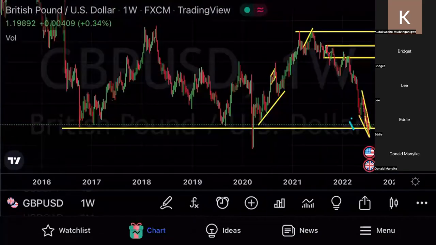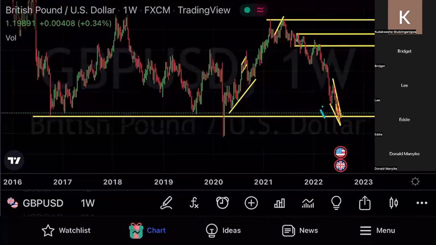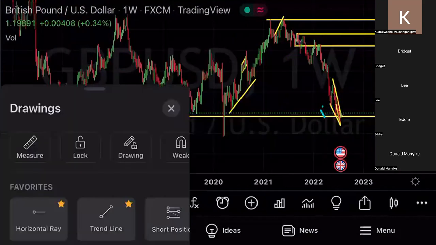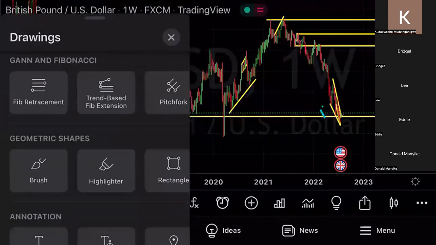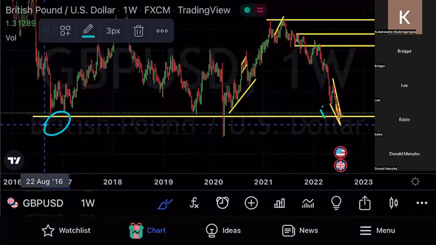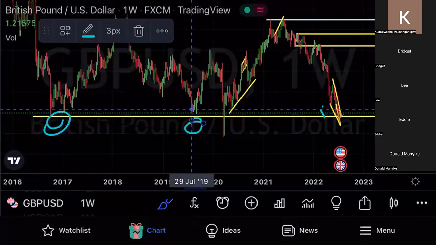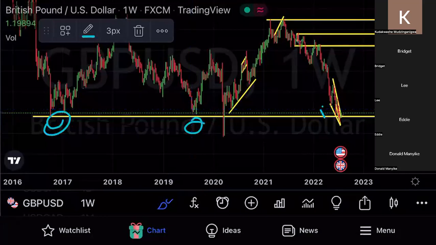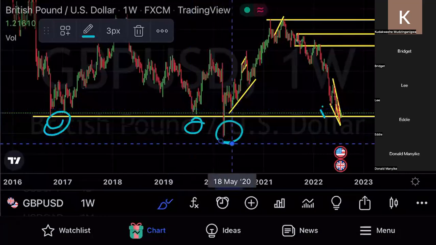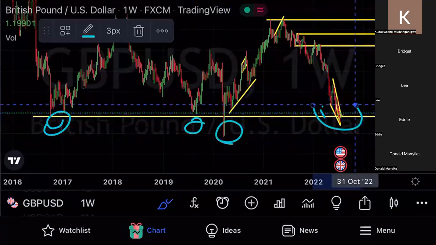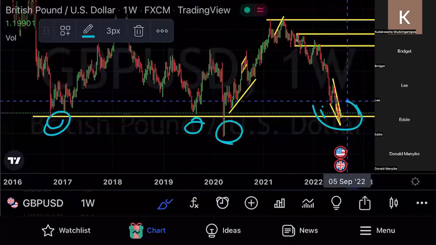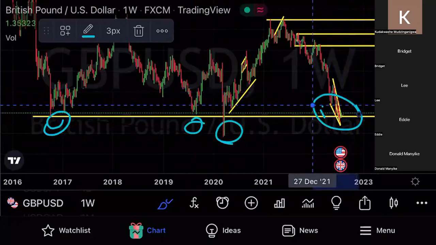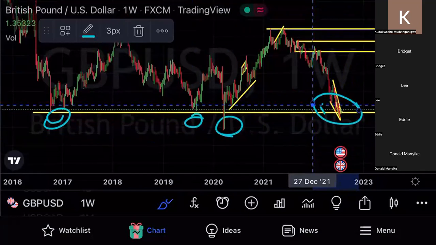GBP USD. Right. So we have a support level here. You can see we have the first touch there. We have a second touch. It's a near miss, but we count it as a touch. Price pierced through our support, right? But then it went back inside the support zone, which is another touch. Now we are approaching our support zone for the fourth time.